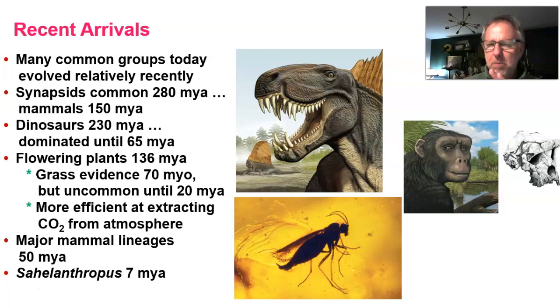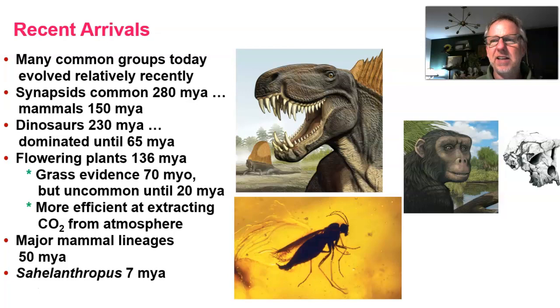So grasses are more efficient at extracting carbon dioxide from the atmosphere, so they have come to be very dominant plants. Major mammal lineages pop up about 50 million years ago. That means primates, whales, bats, rodents, many of the major lineages 50 million years ago. Not in their present form, but early members of these lineages we can tell are related.